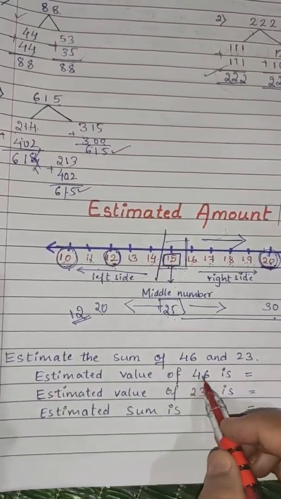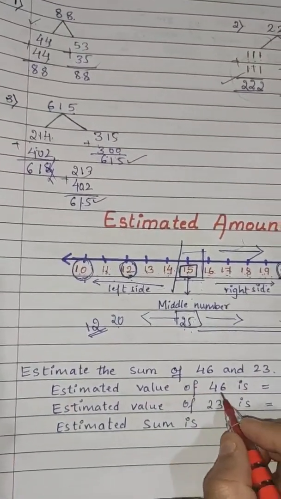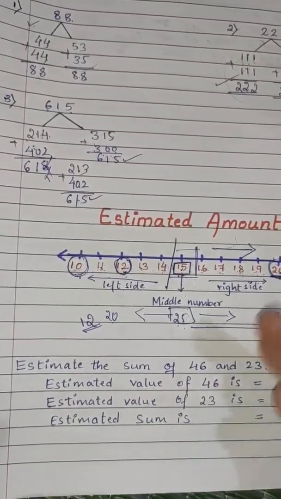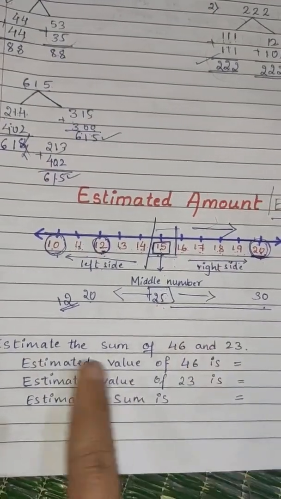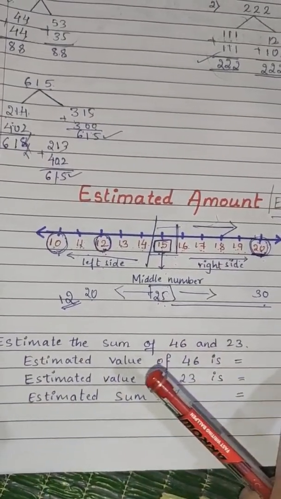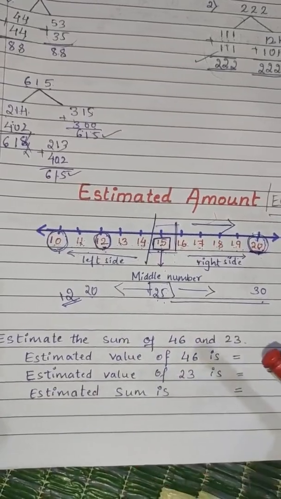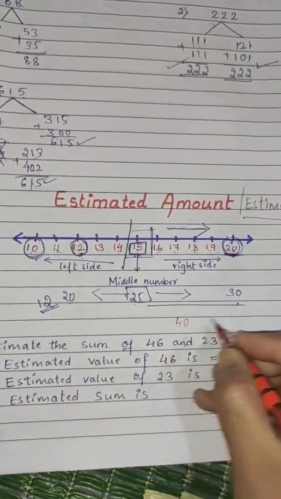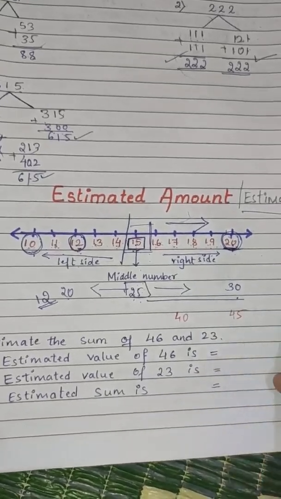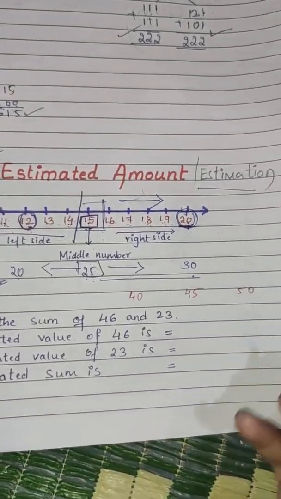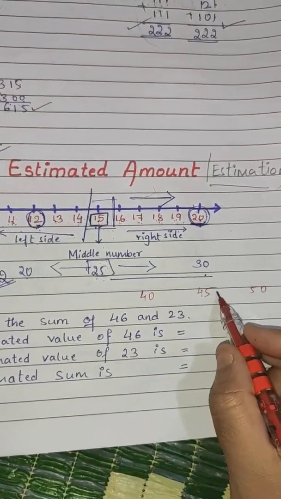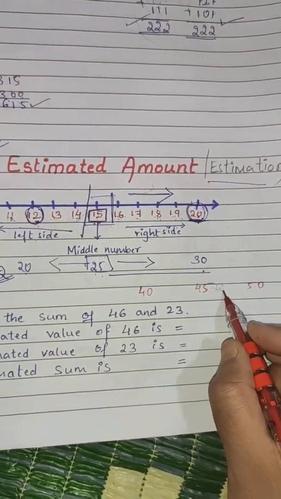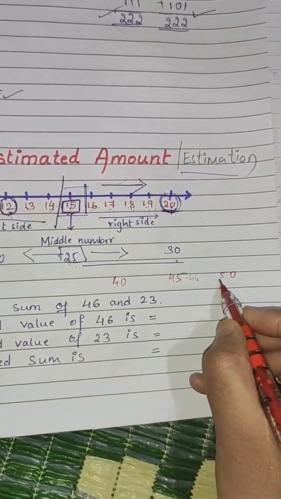The estimated value of 46 is, what is the estimated value of 46? Whether 46 is near to the 40 or the 50? Yes, it is near to the 50. Suppose here it is 40, here it is 45 and here it is 50. The 46 comes after 45, so 46 is near to the 50.